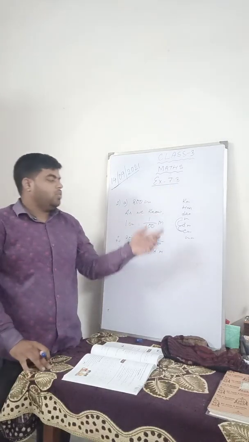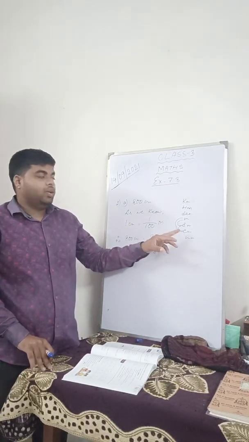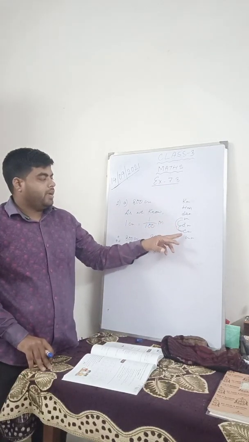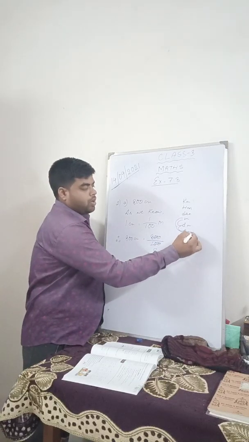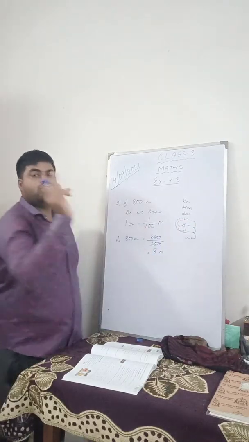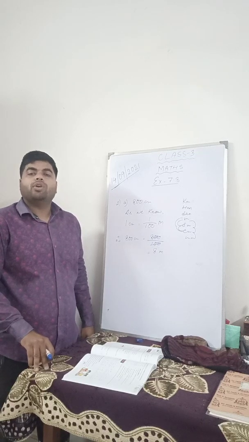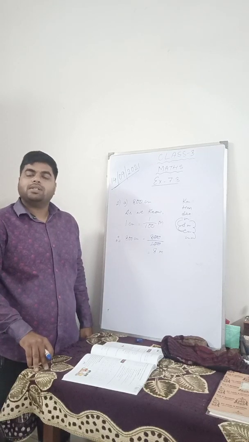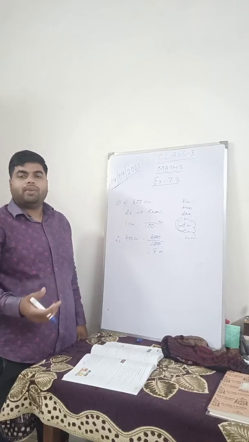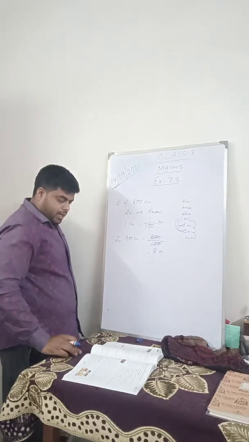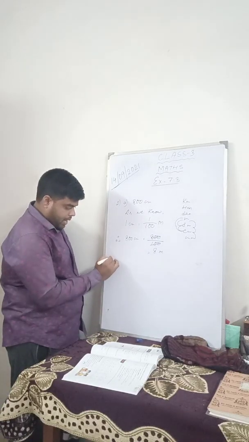Now suppose if they would have given you millimeter and they would have asked you meter, so you would have divided by how much? How many places? 1 place, 2 places, 3. So you would have divided by 1000. 3 places 1000, 4 places 10,000, 5 places 1 lakh. So you would have divided like that. Let us take one more example. Suppose number I.